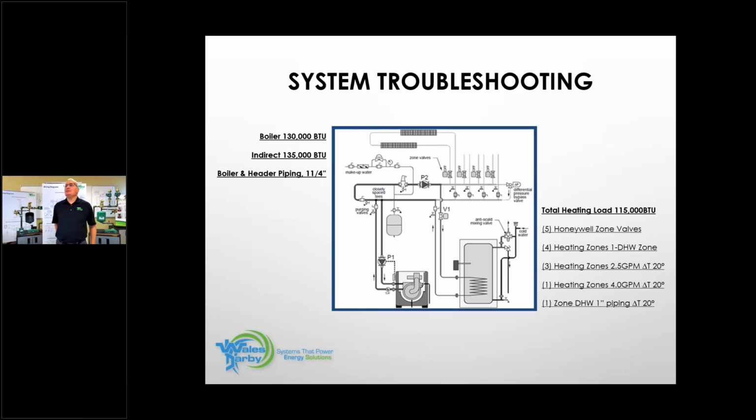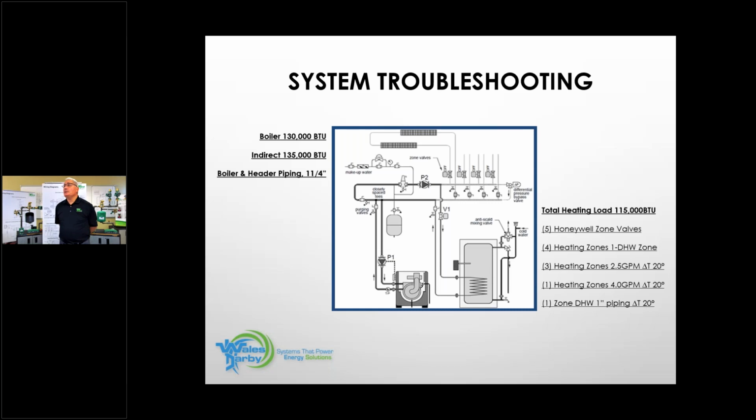There's your boiler BTU. There's your indirect BTU. All right, boiler and header piping is 1 1/4 inches. There's your heating load for space heating. And we're telling you got 5 zone valves. We're using Honeywell only because they just own that market. All right, so we're not picking on them. There's a zone valve going to the domestic hot water.